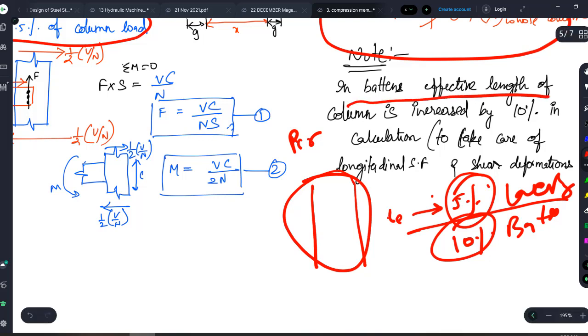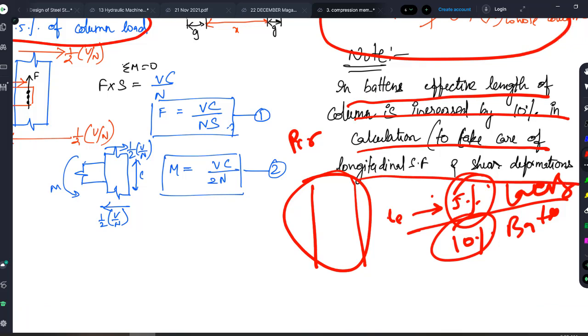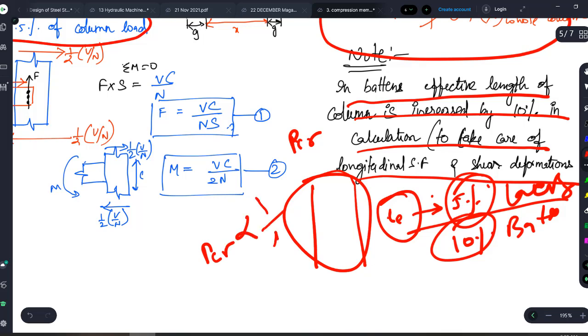In battens, the effective length of a column is increased by 10% in calculation, and this increase will take care of longitudinal shear force and shear deformations. As the effective length is increasing by 10%, my Pcr is inversely proportional to L square. So you can understand that the load carrying capacity will now decrease for this column because it is taking some extra forces because of this batten system. I hope it is very clear, right?